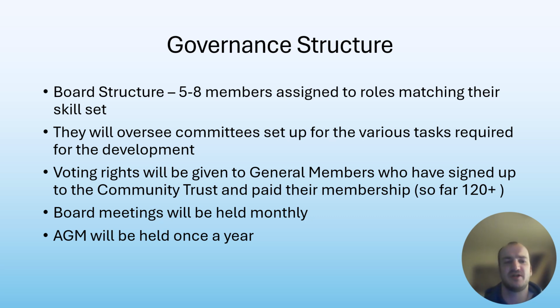We have a governance structure. The board will have 5 to 8 members assigned, with roles matching their skill set. They'll oversee development, with committees set up for the various tasks required. The voting rights will be given to the general members who have signed up to the community trust and paid their membership, which is so far over 120. There'll be board meetings held monthly and the annual general meeting will be held once a year.